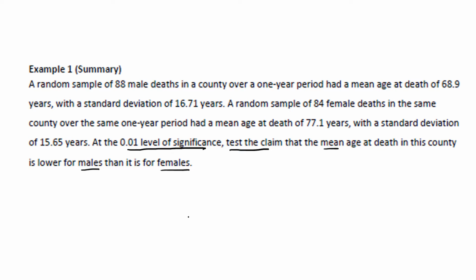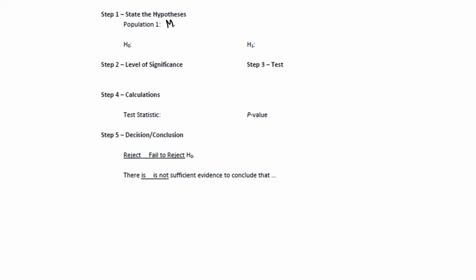When we label population 1, it's a good idea to select the first population mentioned in the claim. As population 1 here, we'll use males. Then we can use the sign in the claim as the sign for H1. Let's get started. Again, population 1, I'm going to select the population of males. The null hypothesis is that mu sub 1 is equal to mu sub 2. What sign will we use for H sub 1? We're going to use the less than sign, that the mean age is lower for males than females.